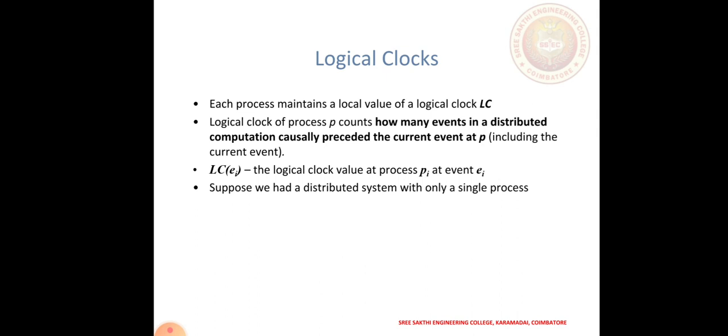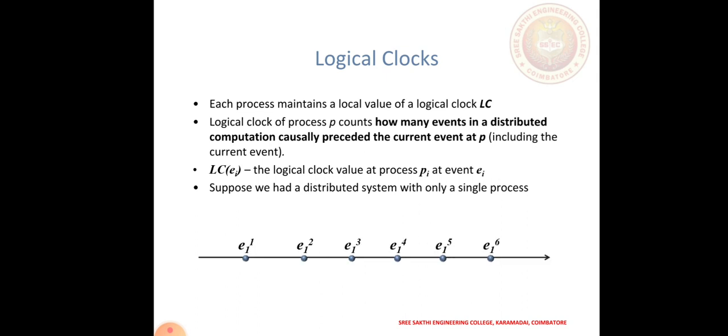Each process maintains a logical value of a logical clock, so everything has an LC value. A logical clock is a process that counts how many events in a distributed computation causally produce the LC for all the processes. Suppose LC of E is the logical clock's value of process Pi at the event E.